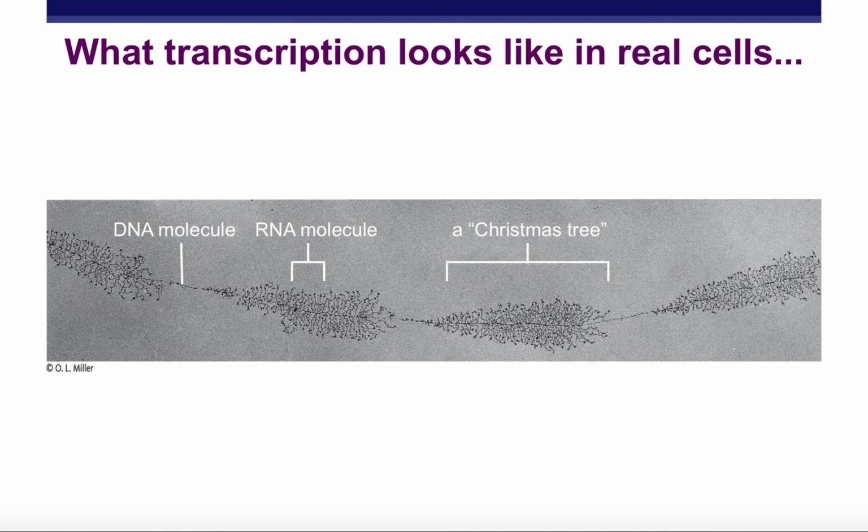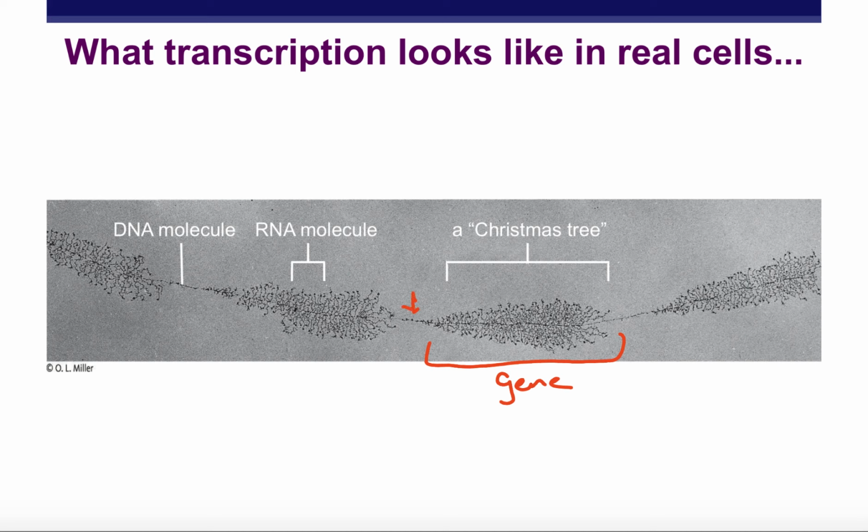Okay? So transcription actually looks like this in real cells, and it kind of forms this Christmas tree-like structure, because what you may not know is more than one RNA polymerase can be working on a single gene at any given time. So this is one gene, and this is the DNA strand.